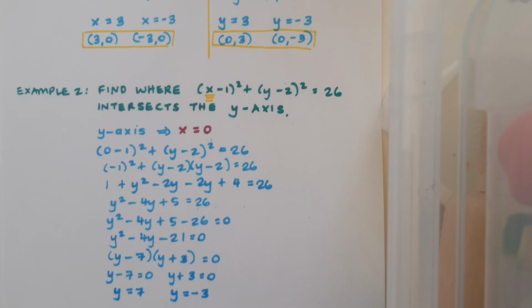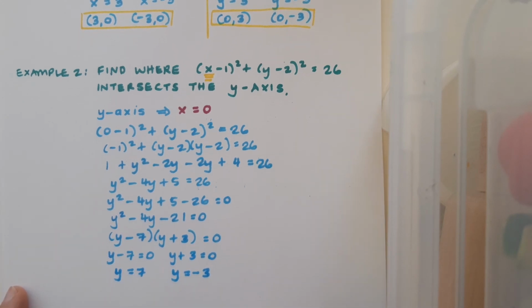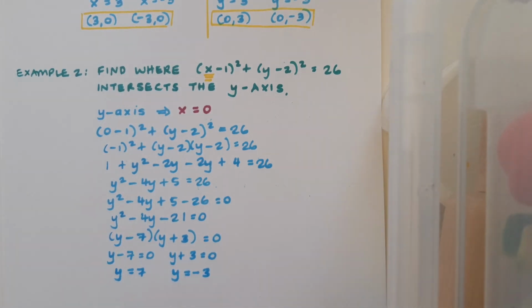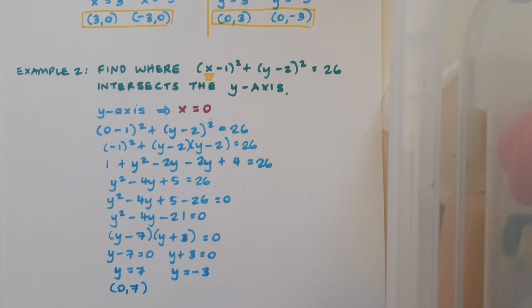Now don't forget, the whole purpose of the question was to find where the circle intersected the y-axis. I have two y values now, and I'd like to write these as points. Of course, I need an x part of the point. The x part is the x equals 0 I used at the start. So my 2 points are going to be 0, 7 and 0, minus 3. And these are the points of intersection of the circle and the y-axis in this question.